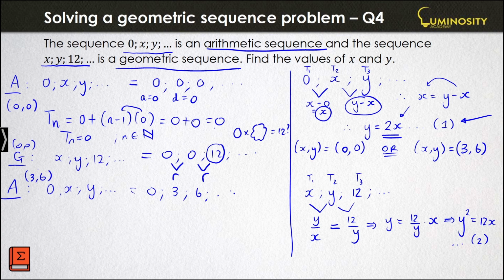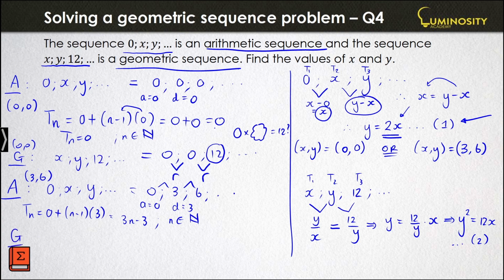Now this is an arithmetic sequence, right? The first term a is 0, and the common difference here is 3, because I'm adding 3 to get to the next term. So the general term for this one would be a, which is 0, plus n minus 1 times the common difference 3. That'll just give you 3n minus 3 for all natural numbers. So that's definitely an arithmetic sequence.